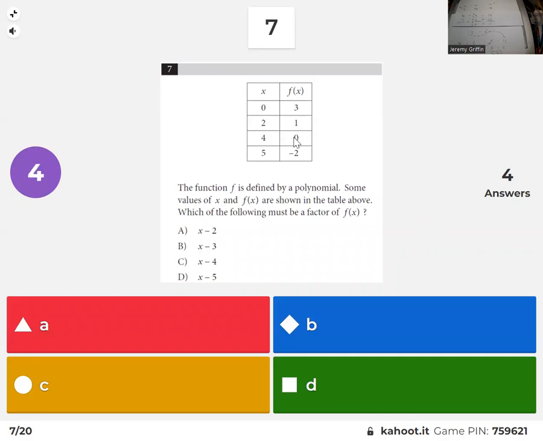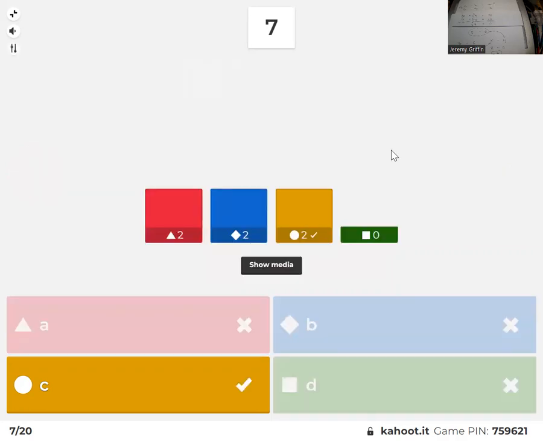You guys see this row right here, the coordinate (4, 0)? Doesn't that represent an x-intercept? Right? So the factor associated with that would be x minus 4. I'll flip over my screen and show you guys why.